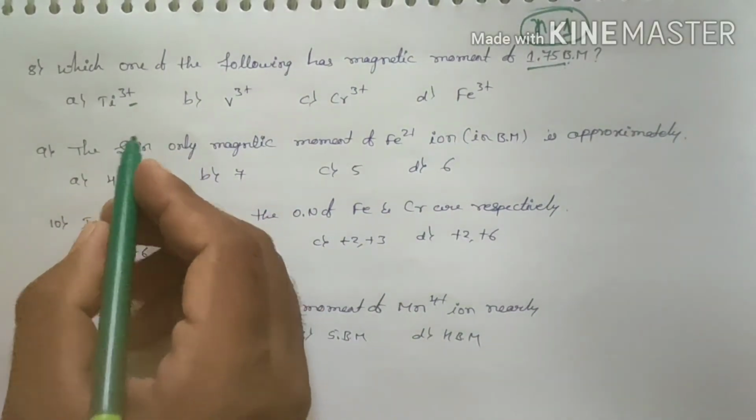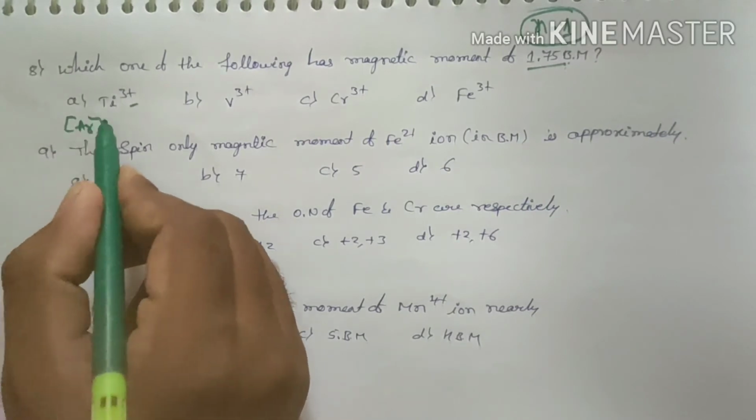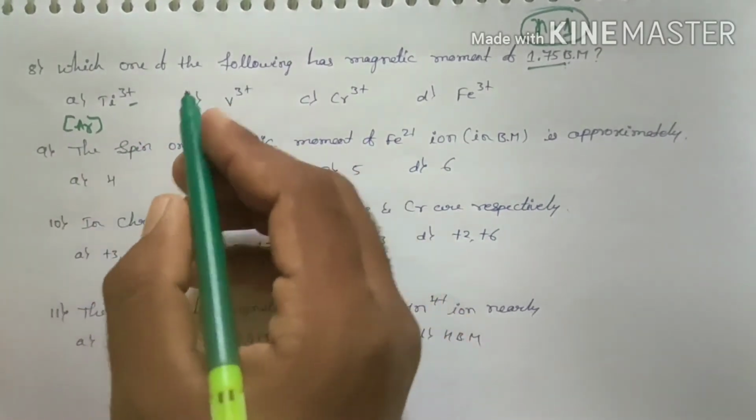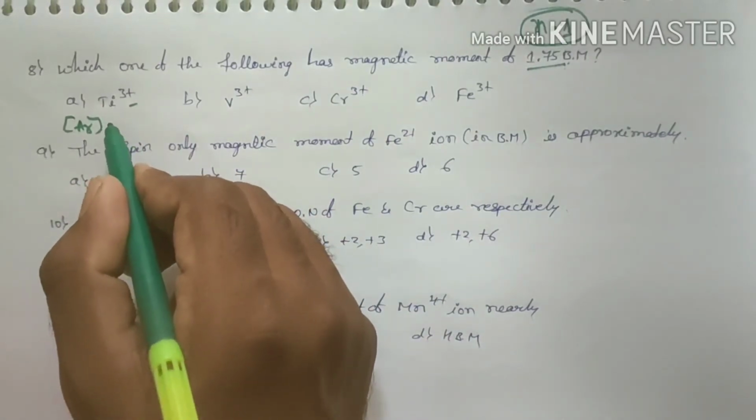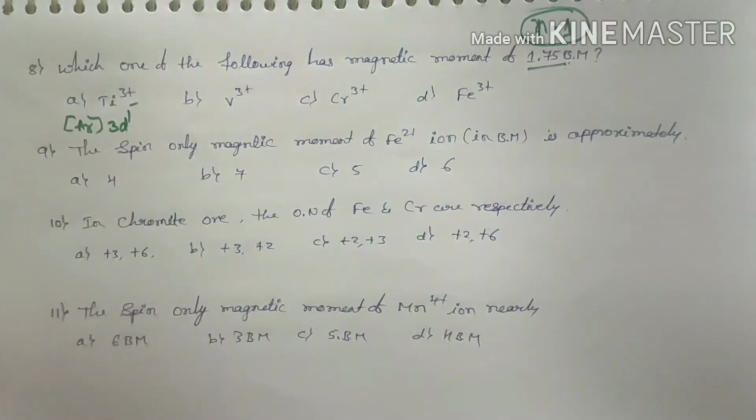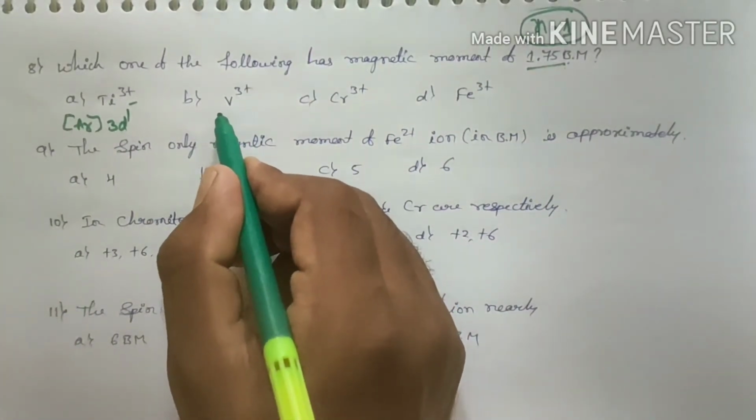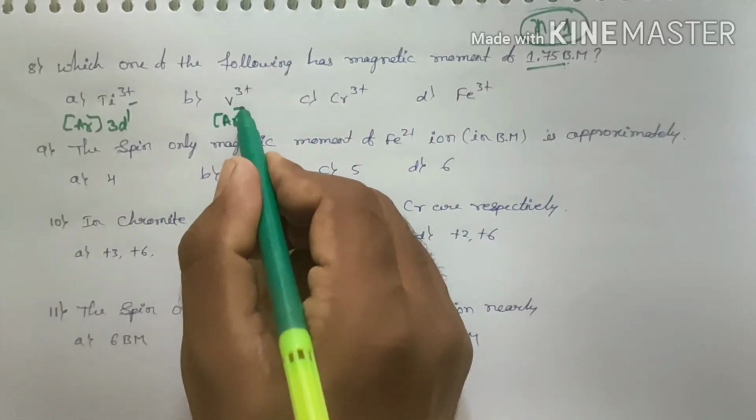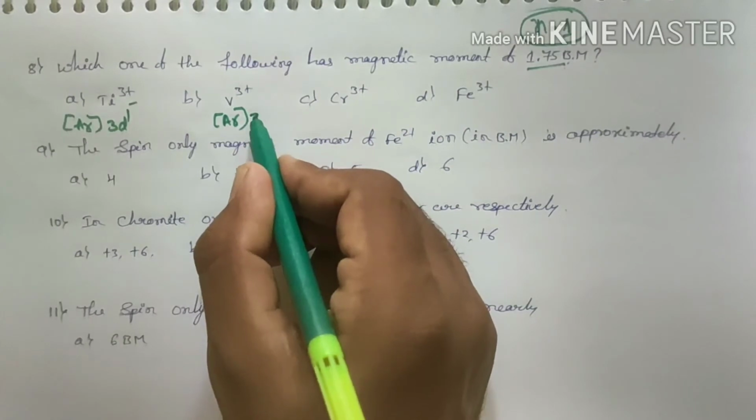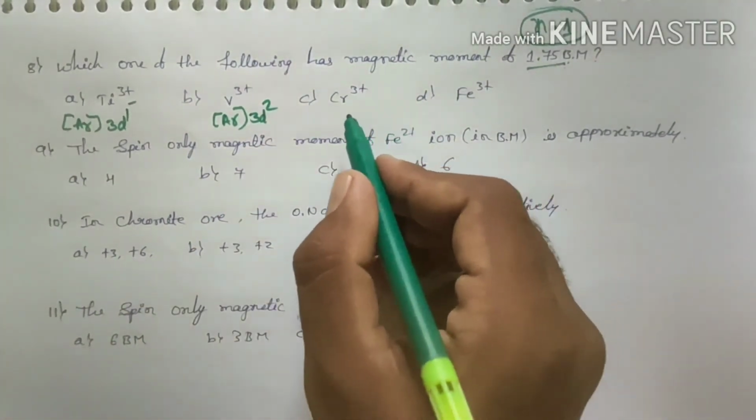What is the electronic configuration of this one? The electronic configuration will be argon 3d1 for titanium +1. Next, vanadium 3+. They are asking vanadium 3+, which means argon 3d2. Practice this, and you will learn how to write the electron configuration.